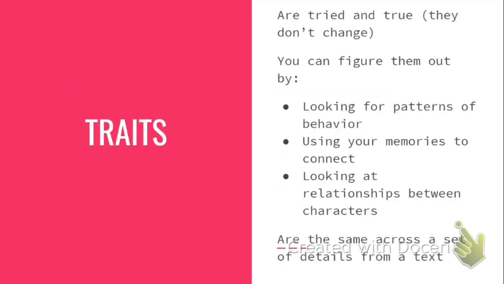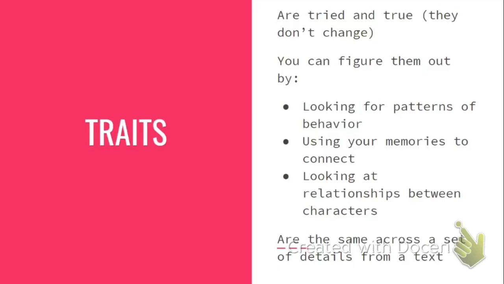Traits, you'll remember, are tried and true. They don't change. Okay, a feeling is not a trait. I'm not a happy or sad or mad person. Those are just how I feel sometimes. A trait would be something like energetic, exciting, fascinating, strange, unusual, perceptive, thoughtful, caring, loving. These are traits. They're something that is true about a person across the way they act all the time.